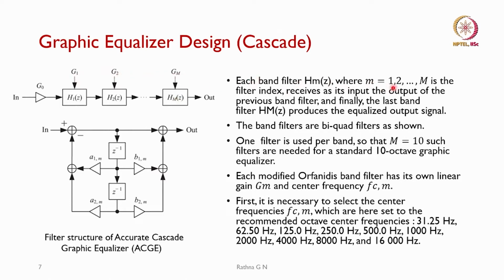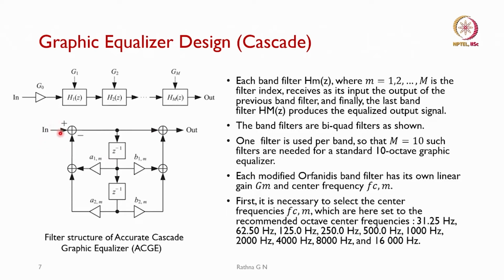So, what it says is m varies between 1 to M, m is the filter index, and each filter receives as input the output of the previous band filter, and finally the last band, we call it H_M of z, produces the equalized output signal. So, this is how you provide the octave bands basically. The band filters are biquad filters. I think something must be ringing in your mind: we use the biquad basically in IIR filters. So, as you will be seeing, it is a biquad section that we have chosen.